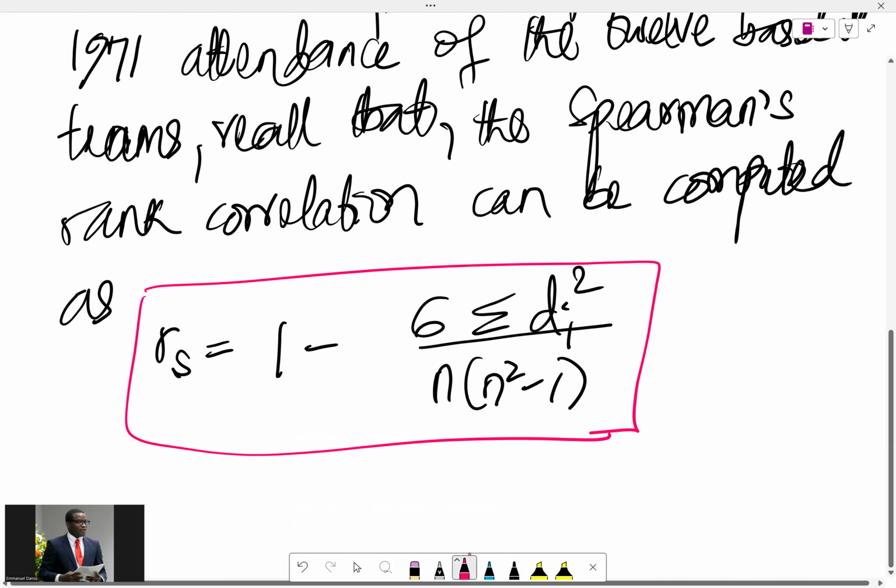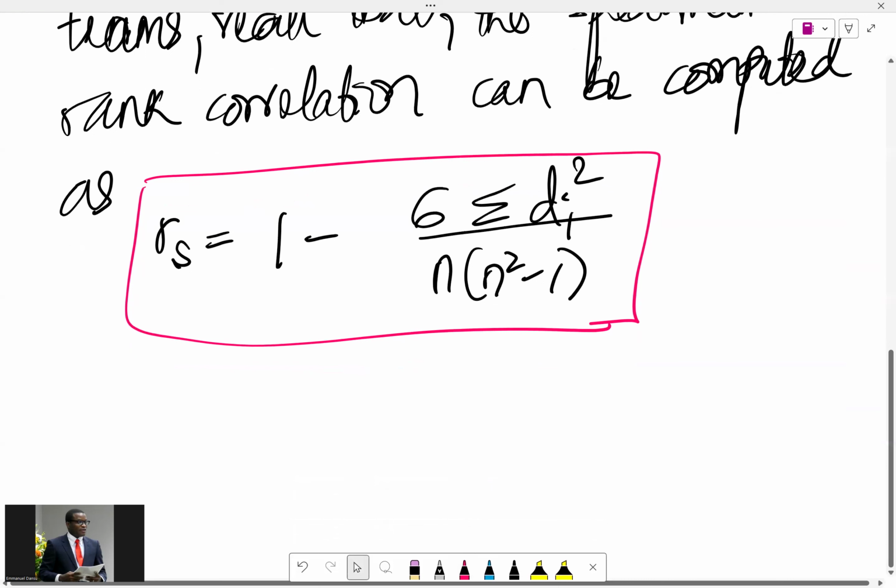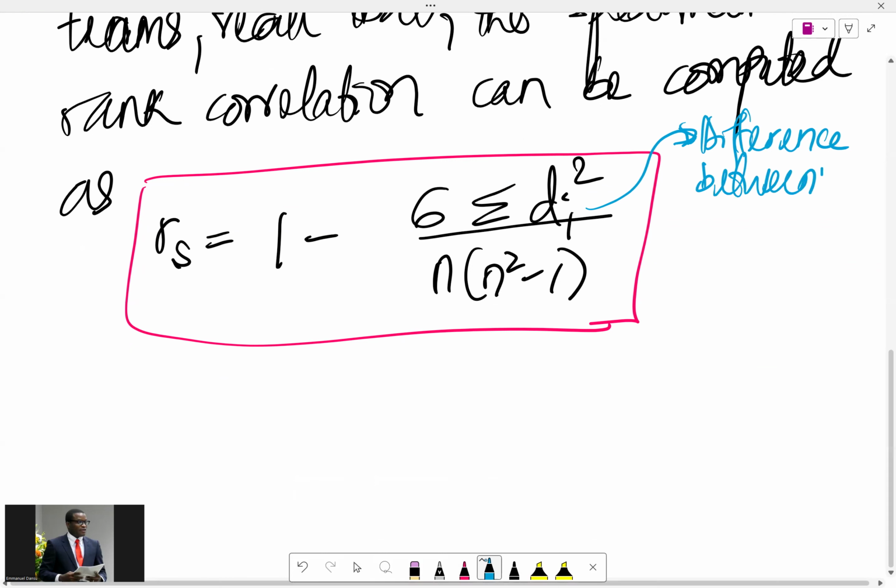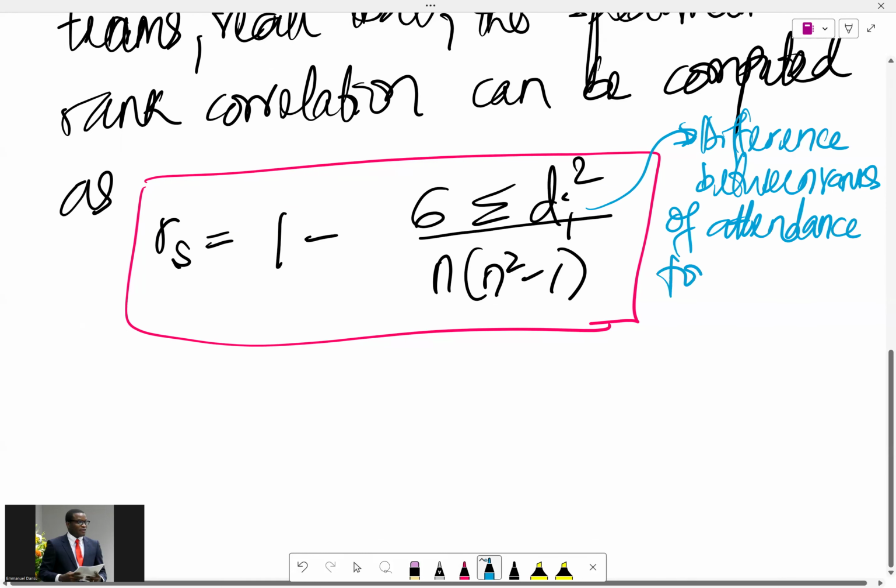My advice is, once you write down the formula, you know what you have to do. So first thing, write down the formula, and then from there you can know what else you have to do. Like I always would do, the di is actually the differences. So the di's will be the difference between ranks of attendance for each team.